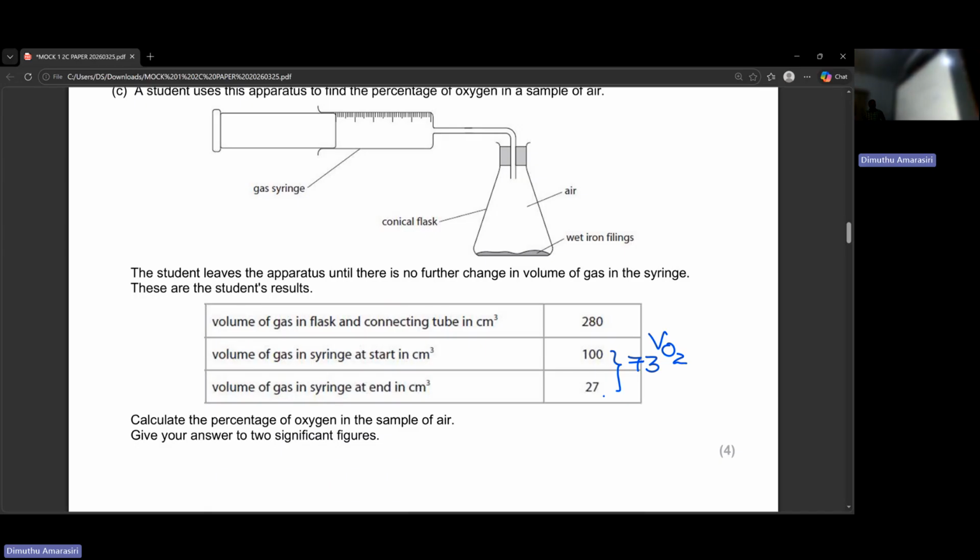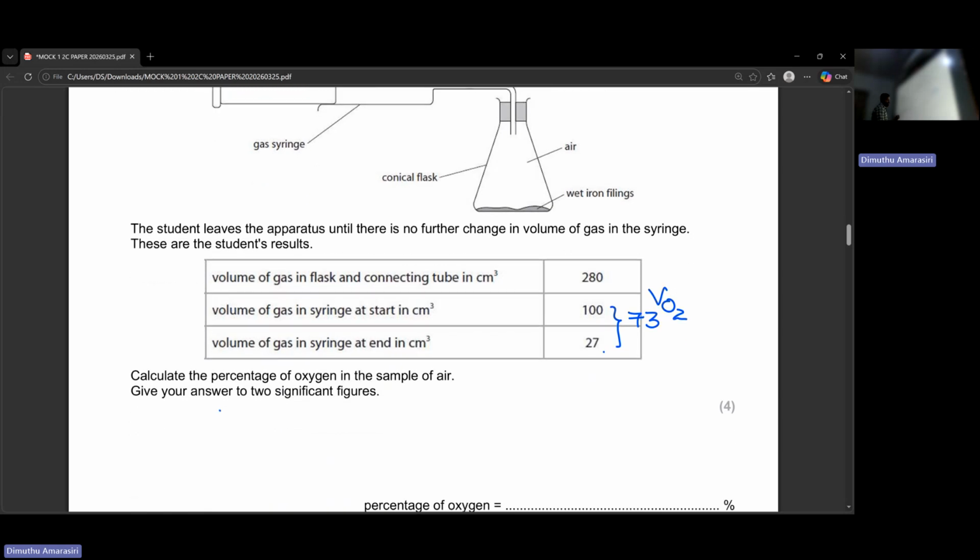But it doesn't mean it is the answer. You can divide that by 100 and put it into what? 100, in order to find the percentage. Right? Percentage, you need to find the total volume of the initial system, the initial volume. We had 100 in the tube plus we had 280 in the syringe, so you have 380. Therefore, what's the percentage? Hello, what's the percentage?